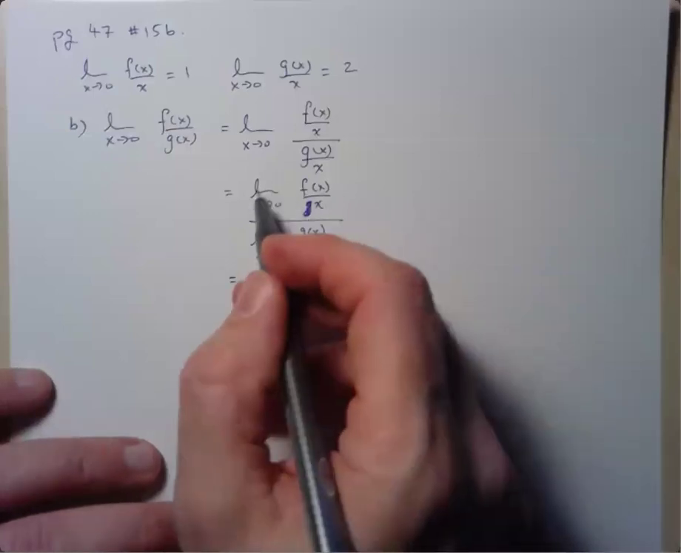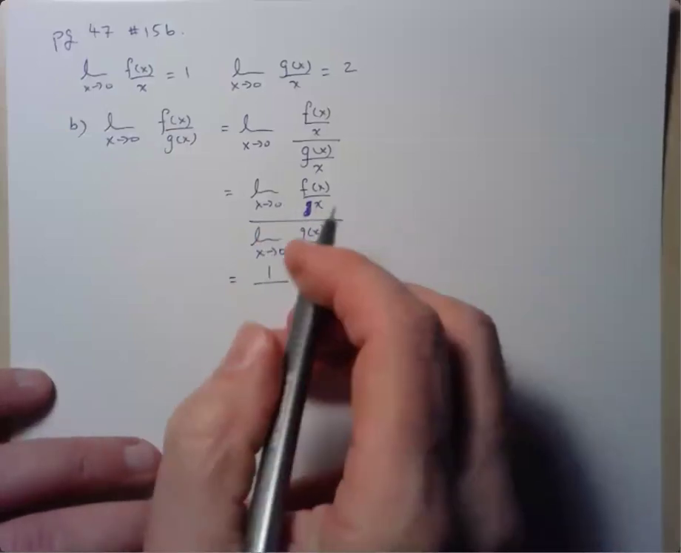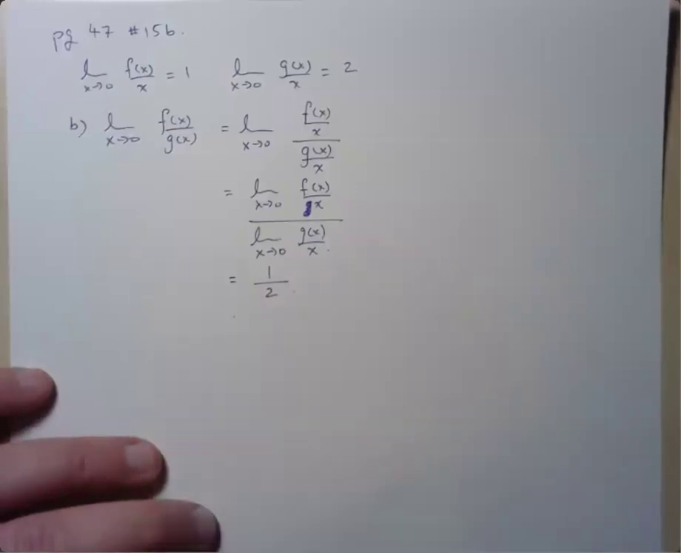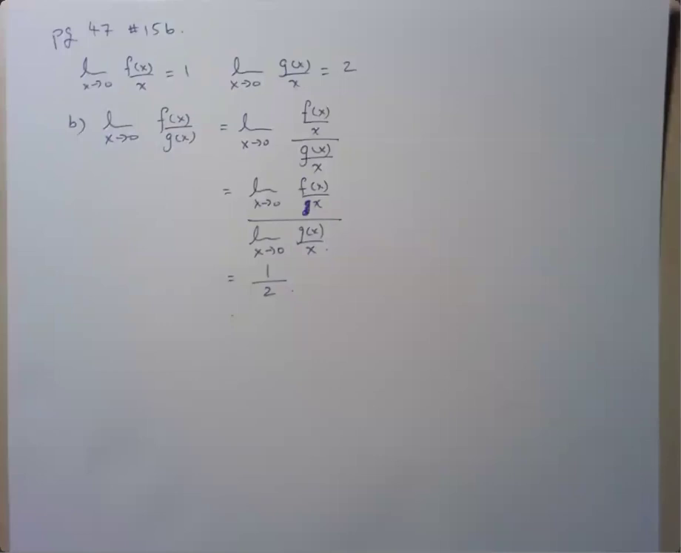And so now the limit in the numerator is 1. The limit in the denominator is 2. And there you go, 1/2. There's your answer.